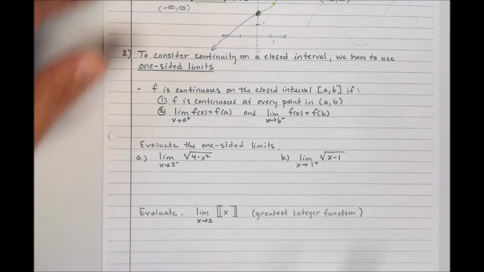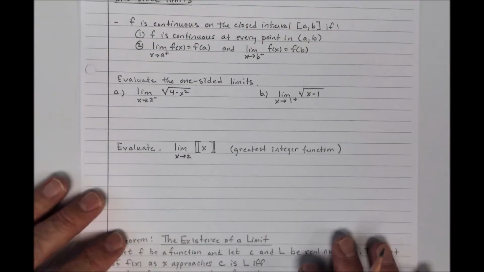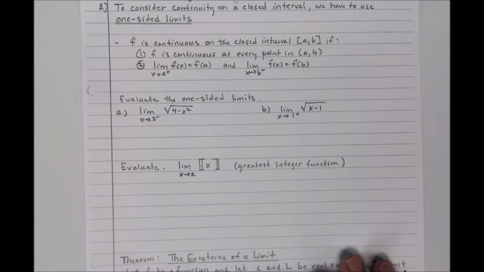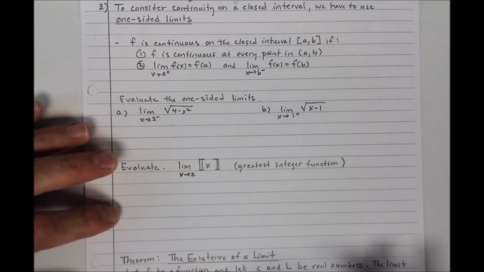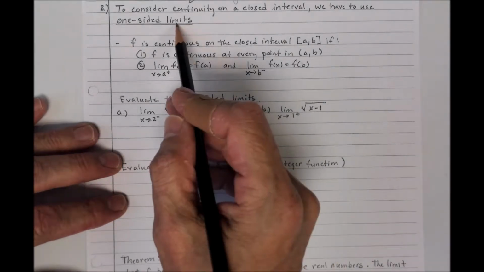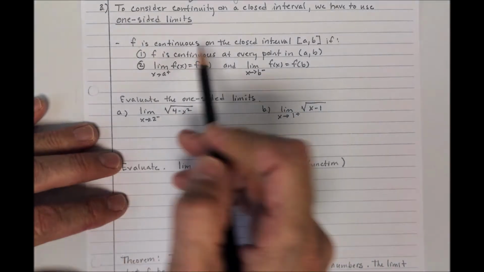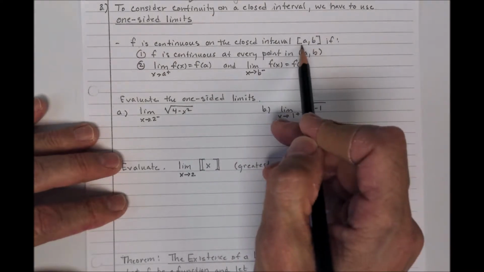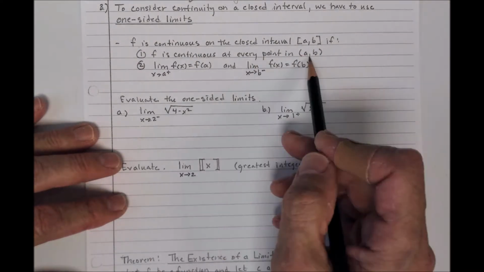All right, now to consider continuity on a closed interval, and this is a little trickier because we've defined it on an open interval. We didn't have to include the endpoints, because to include the endpoints, by the definition of continuity at a point, we have to use the limit as x approaches that value, whether it's a or b of your closed interval. To consider continuity on a closed interval, we have to think of what we call the one-sided limits. Okay, so f is continuous on the closed interval from a to b if f is continuous at every point in the interior.